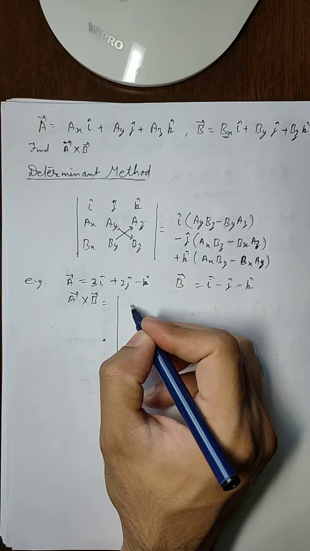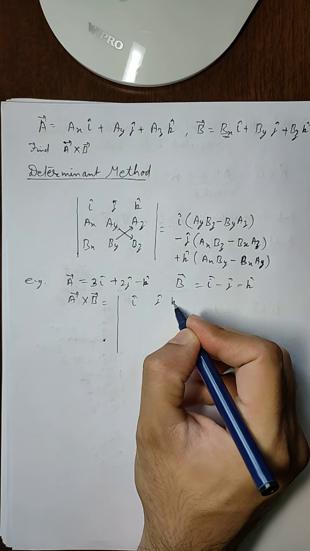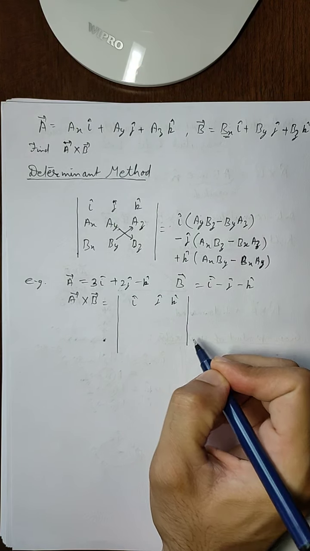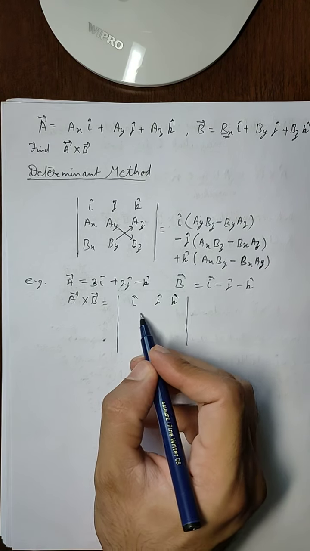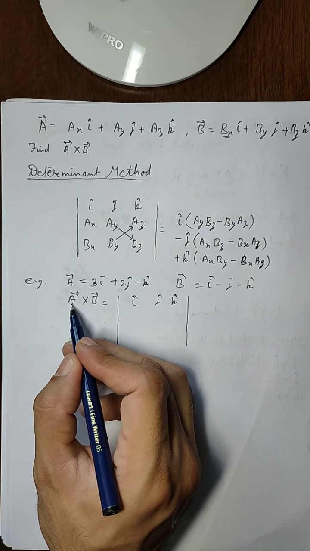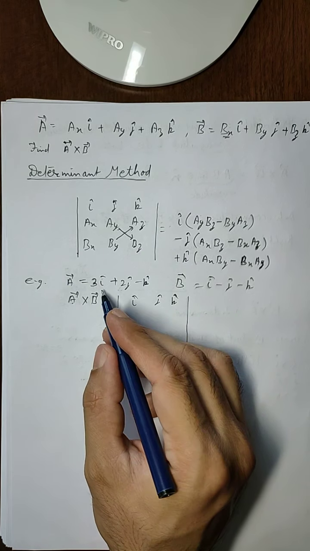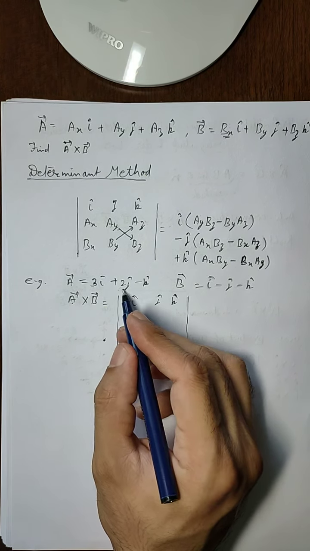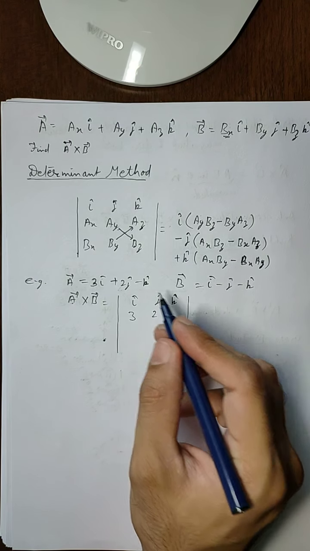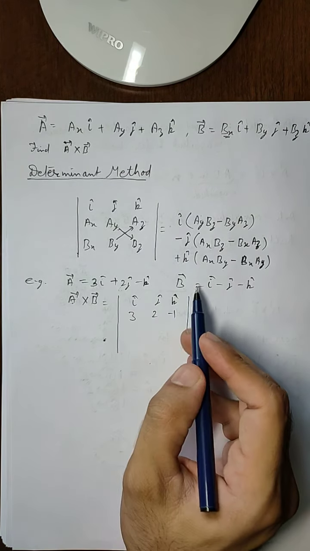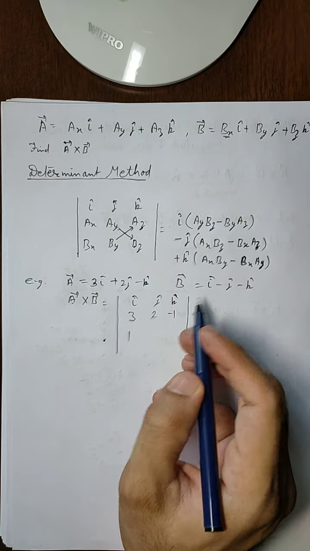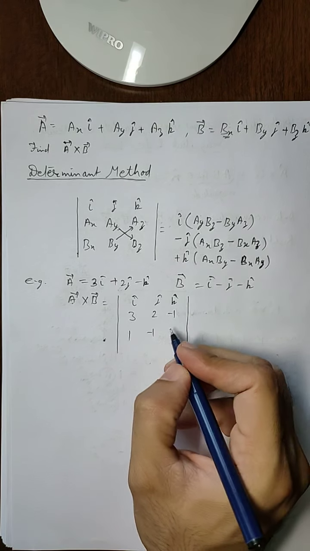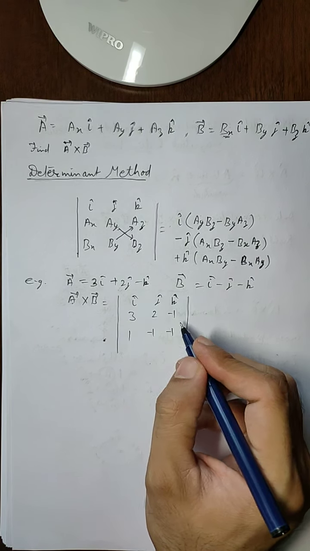So this will be equal to, write the 3 unit vectors, below them write the coefficients. Now the first row will be of A, because first we are using A. The coefficient of i cap in A is 3, j cap is 2, and k cap is minus 1. Below them will be B. The coefficient of i cap in B is 1, of j is minus 1, of k is also minus 1. So this is how we will write the determinant.